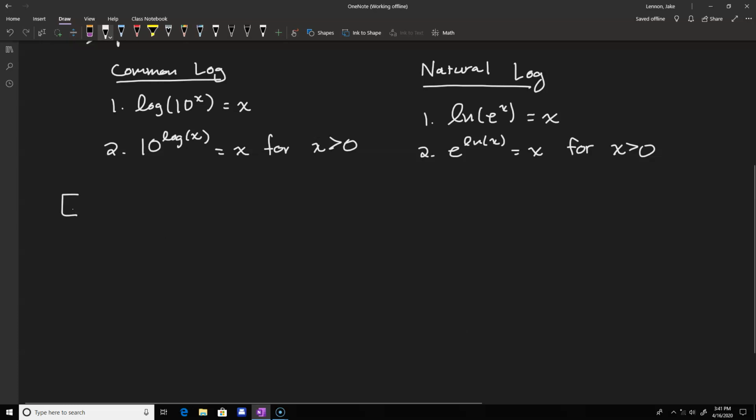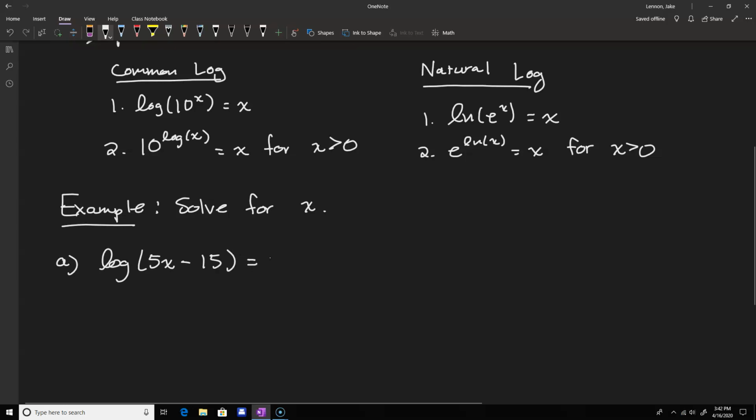So let's go ahead and say solve for x. We'll do a bunch of these. So part A, let's say we have the log of 5x minus 15 equals 2.